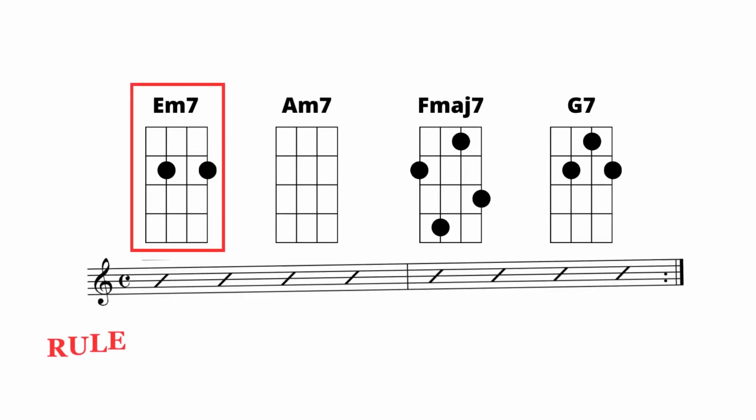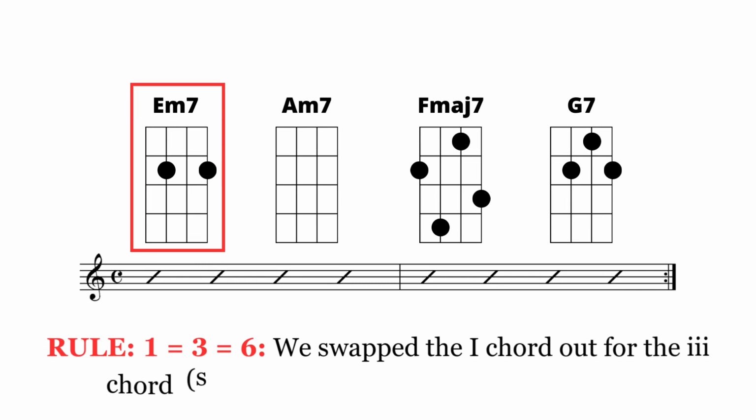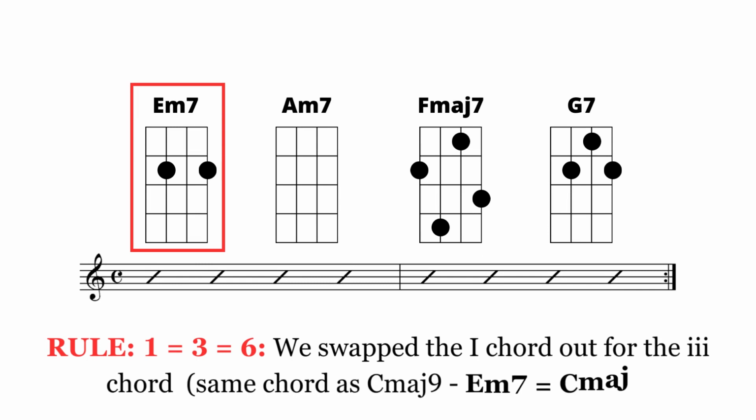Now we apply rule number 1. We swap out that 1 chord for the 3 chord. So we're going to have an E minor 7 now for the 1 chord.